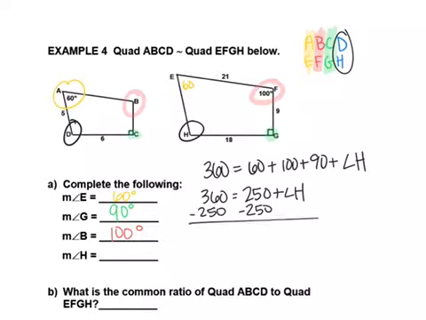Then they asked me to find the following. So using that 1 to 3 ratio, they want me to find EH. So I'm going to erase some of this beautifulness I got going on here because there's a lot in this picture.